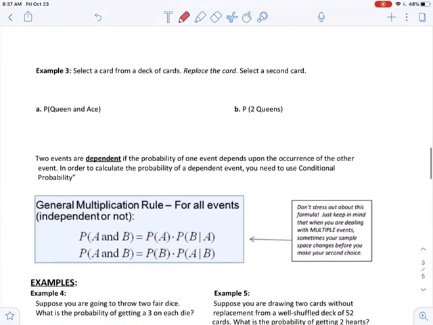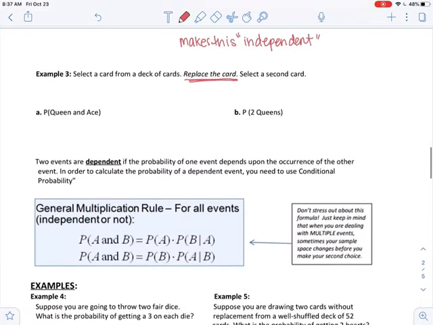Next, we're going to select a card from a deck of cards, and we're going to replace the card. Now, that wording of replacing the card makes this event independent, all right? Replacing means independent. If we don't replace it, it's going to be dependent.